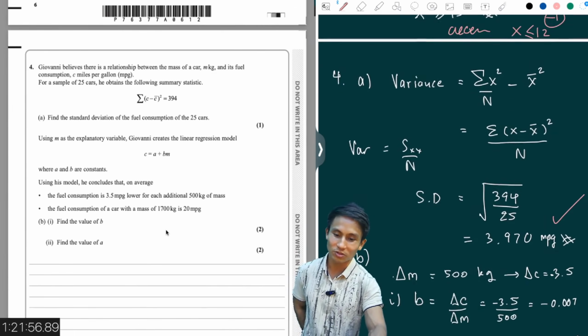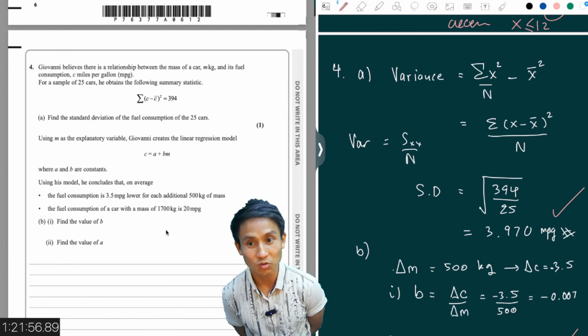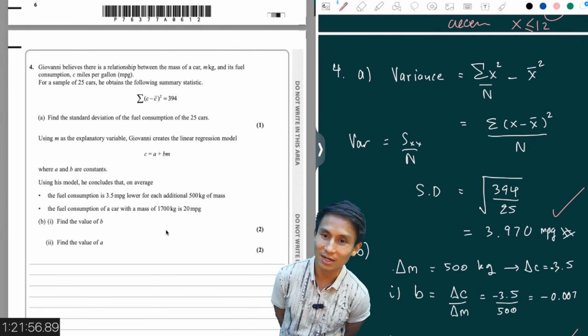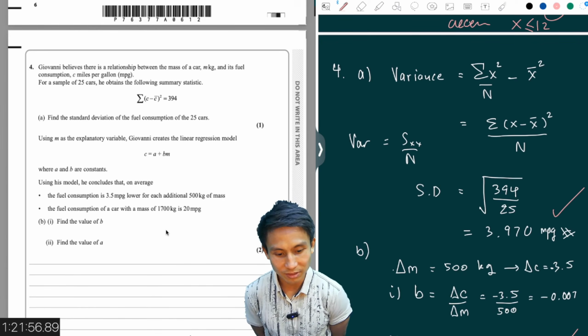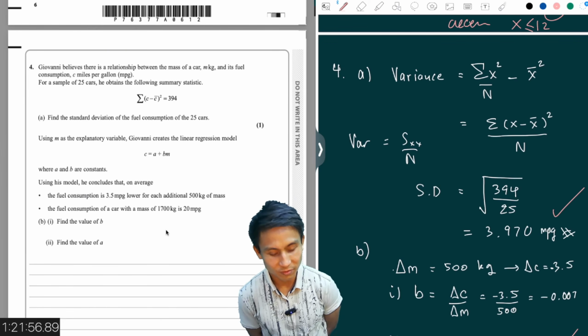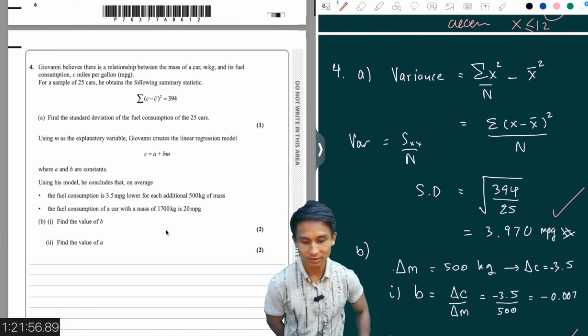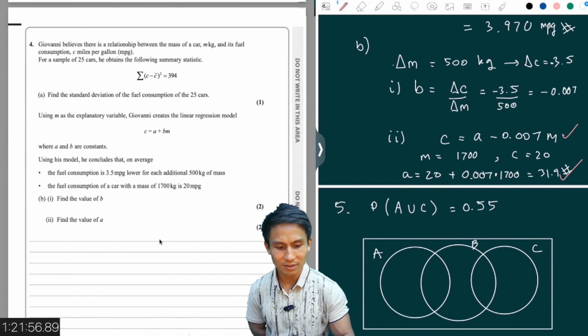And number 4, you just have to know that the formula for standard deviation can also be that divided by n and take the square root. So the standard deviation of the whole sample of 25 cars there should be just the square root of 394 divided by 25. So we get that. And part B here, I think it's fine.